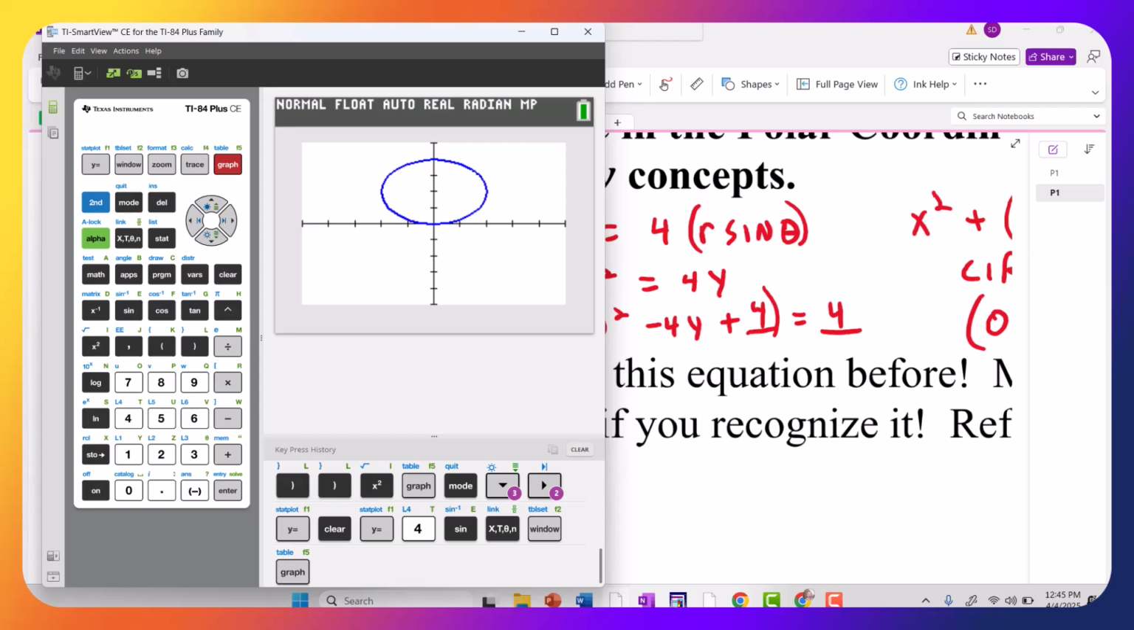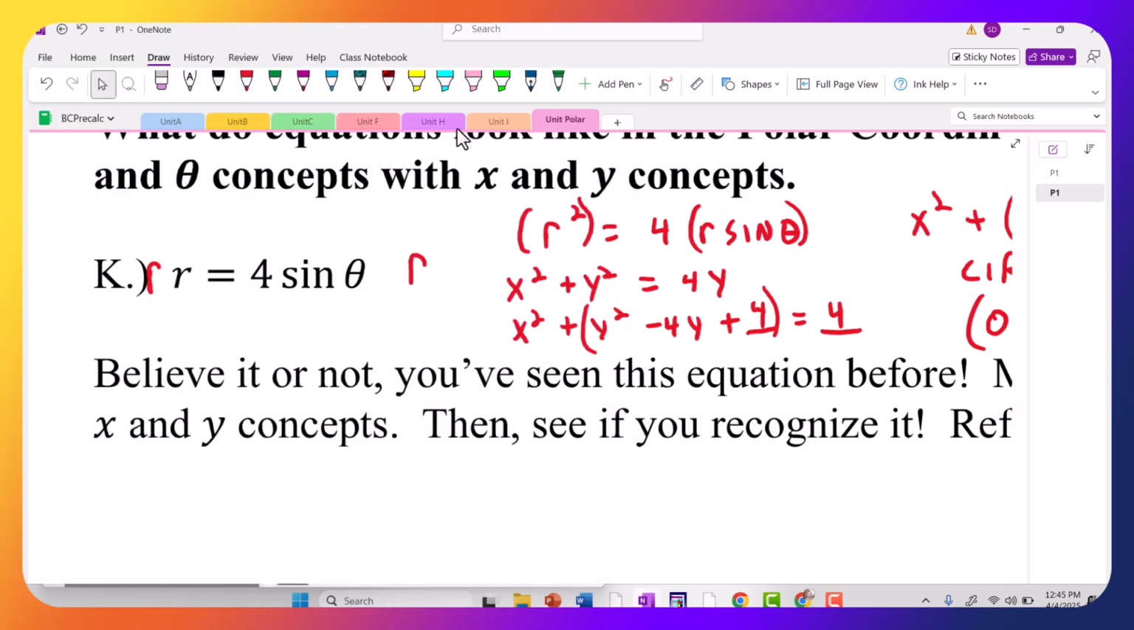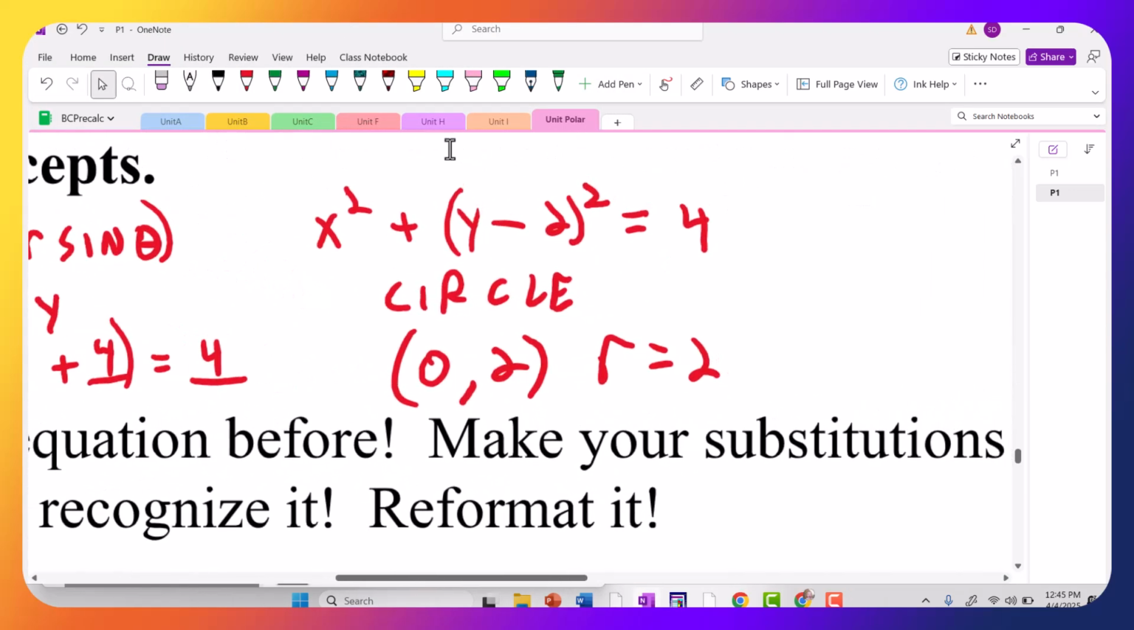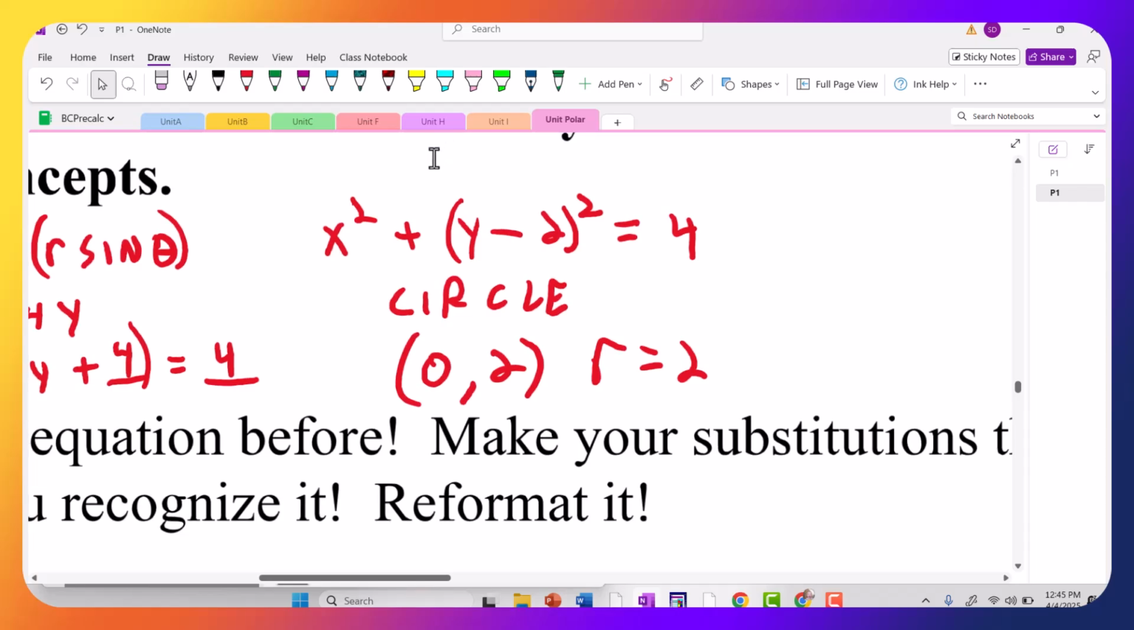There's some distortion. It looks like an ellipse, but the x-axis is projected wider than the y-axis on my screen over here. And there you go. There's a rectangular to polar. We typed in a polar, but we still see this rectangular circle. We see a circle like we're supposed to.